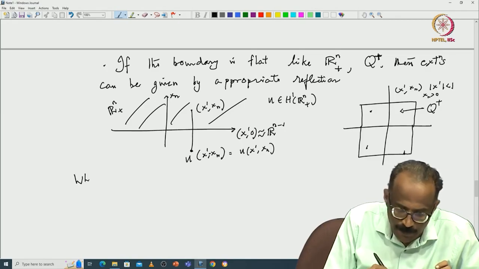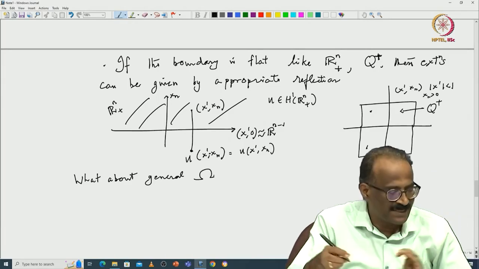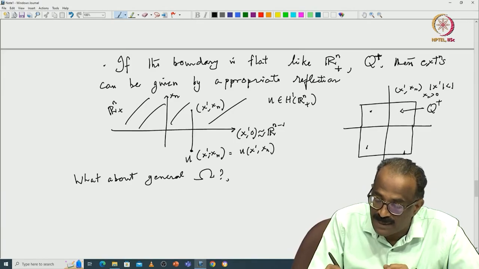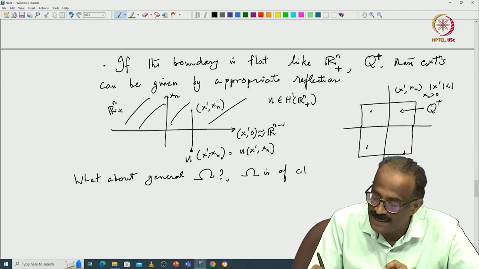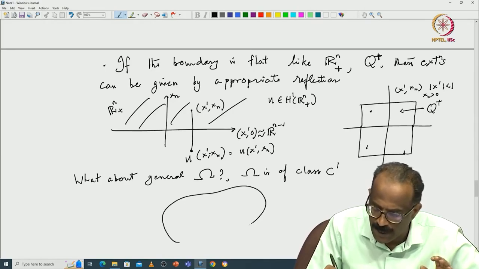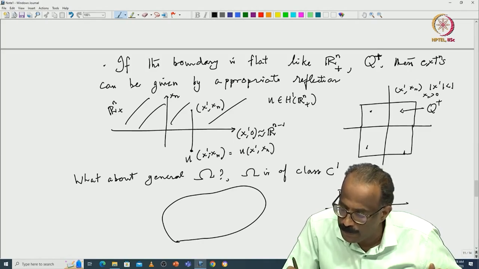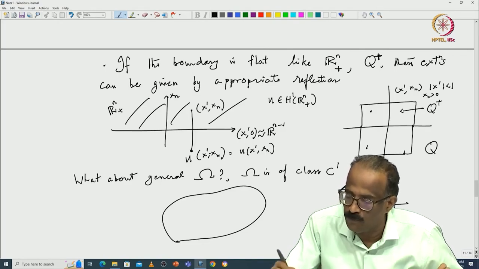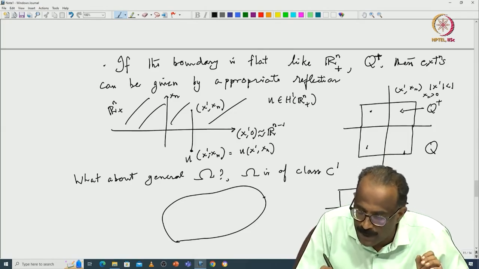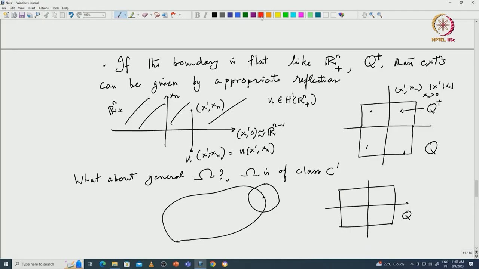What about a general omega? You have discussed this a lot, but let me tell you the meaning. Omega is of class C1. Let me quickly tell you what it is. So you have your domain omega here, and you have your Q here, the full domain. For every point you are demanding the existence of some map, which should be a bijection.